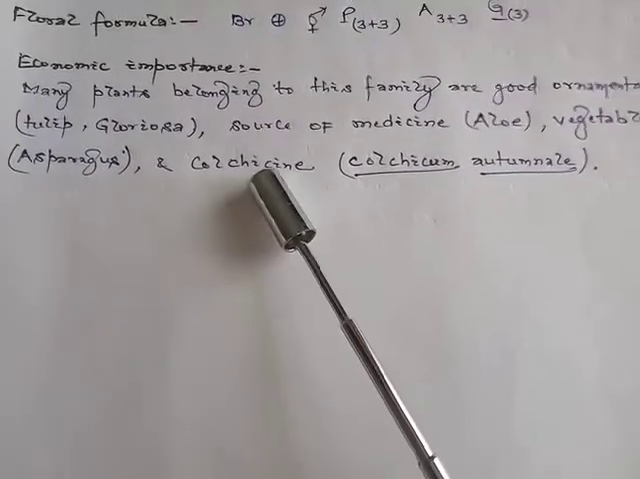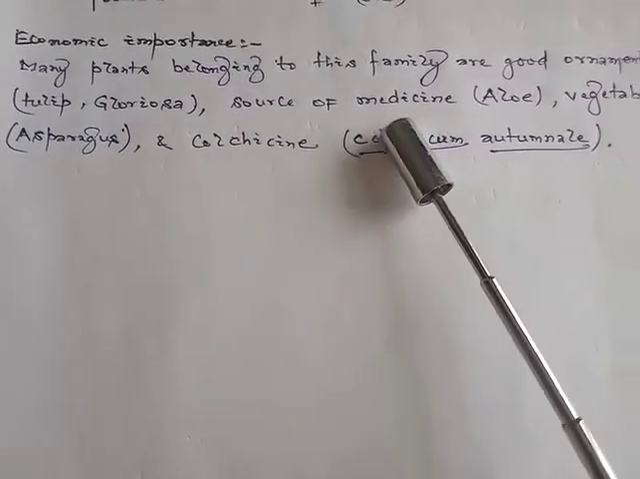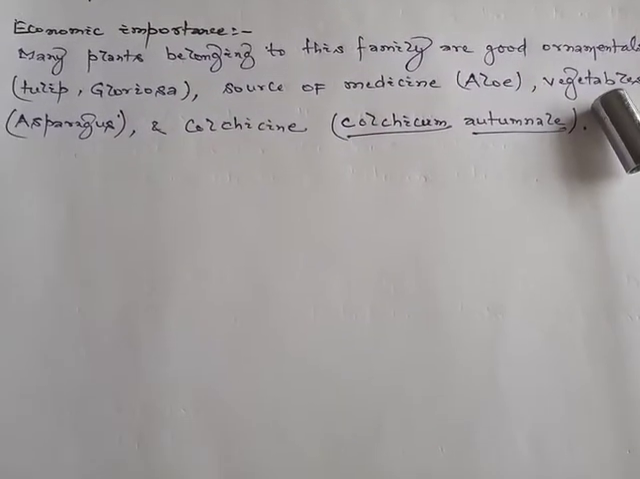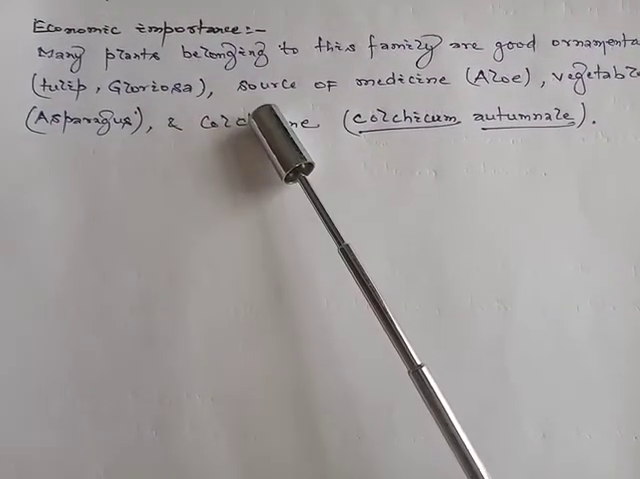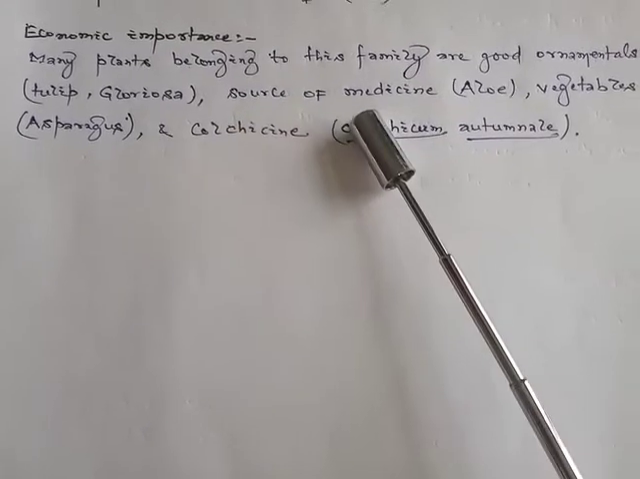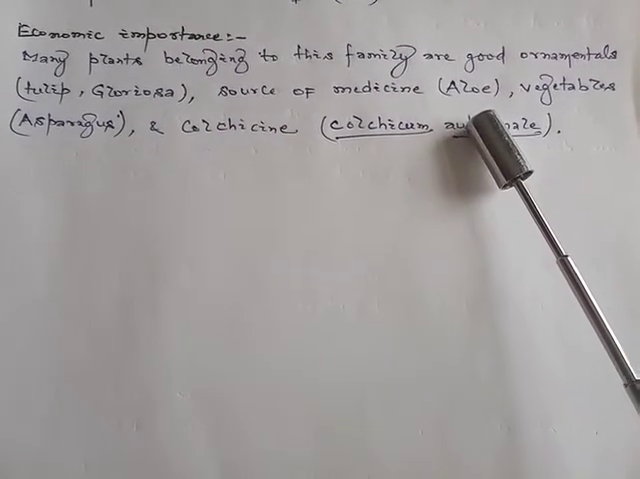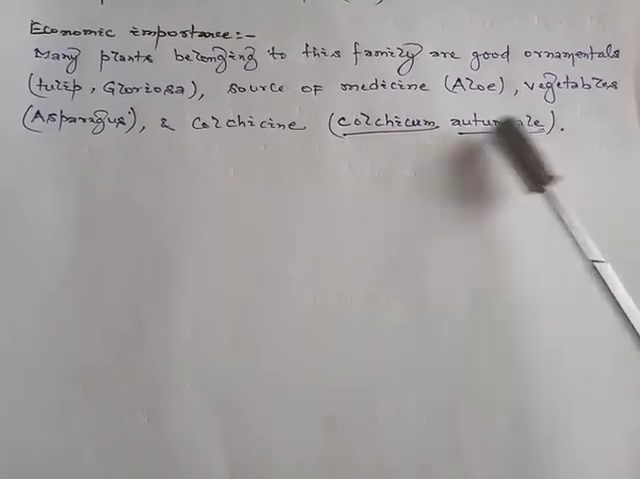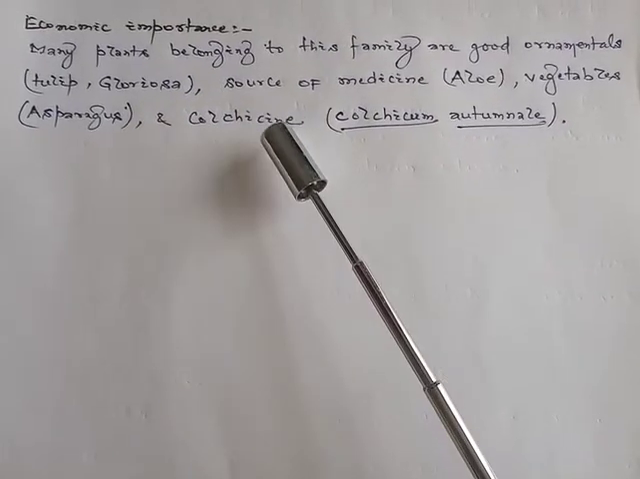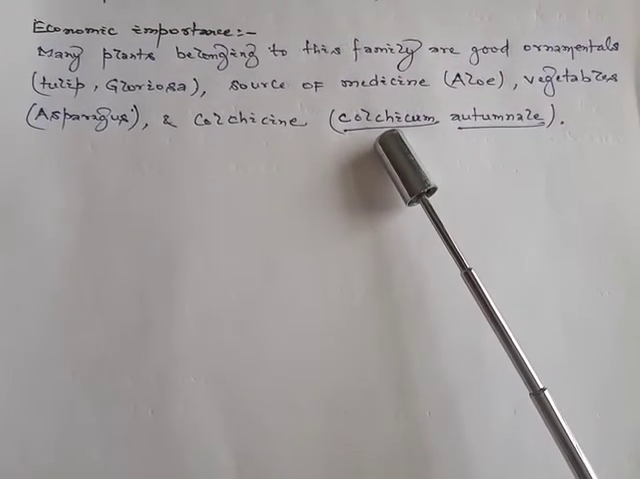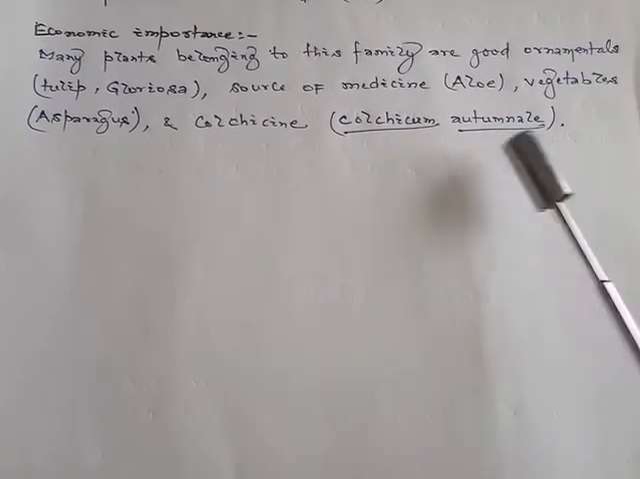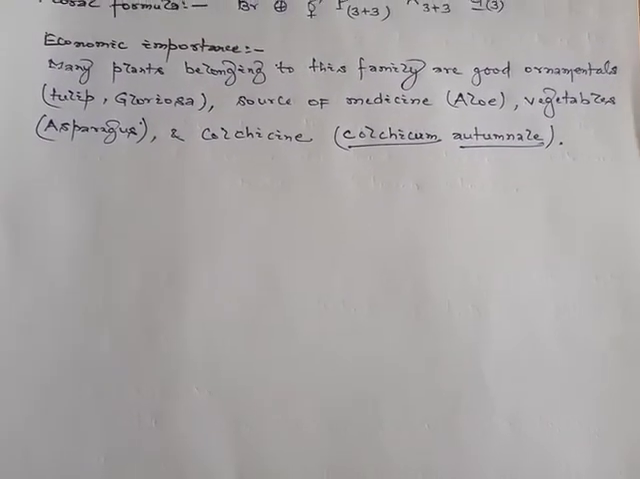Regarding the economic importance, many plants belonging to this family are good ornamentals. For example, tulip, gloriosa, etc. They are a source of medicine also. For example, aloe. They are a source of vegetables. For example, asparagus. And colchicine, example, Colchicum autumnale, etc. So, so far here.